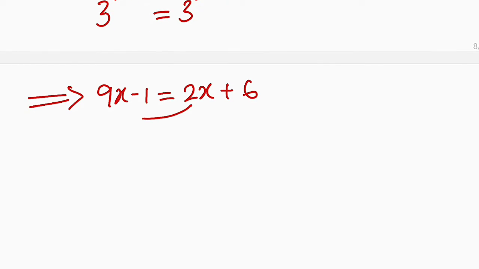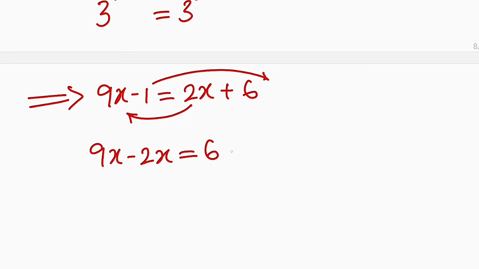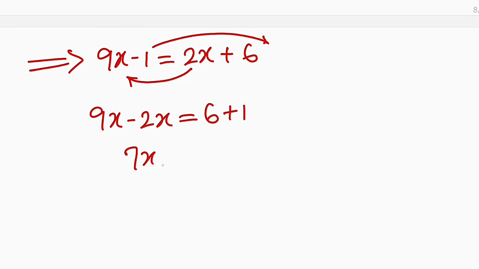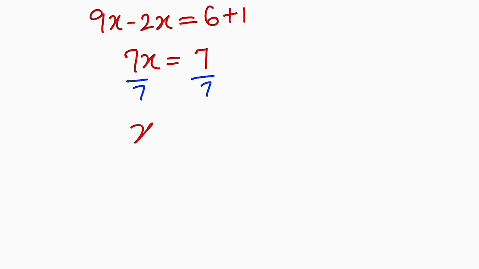Let's collect the like terms, bring this one to the left and take this one to the right. We have 9x minus 2x as 2x crosses over. This is equal to 6, and as negative 1 crosses over, it becomes positive 1. This is 7x equal to 7, which means that x must be equal to 1 because 1 times 7 is 7. By dividing both sides by 7, finally, you can see that x equal to 1 because 7 cancels 7 and 7 divided by 7 is 1. So the value of x is equal to 1.